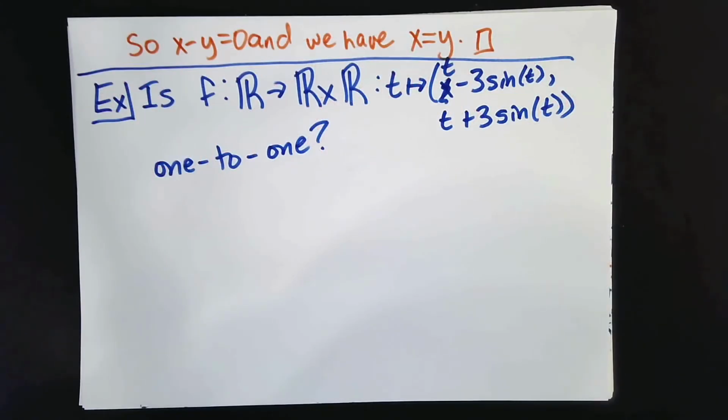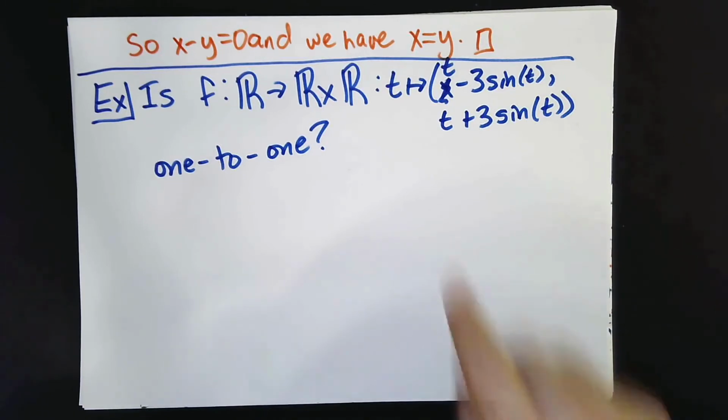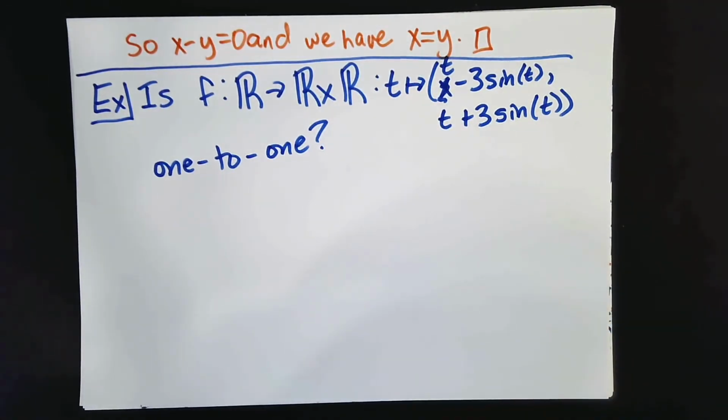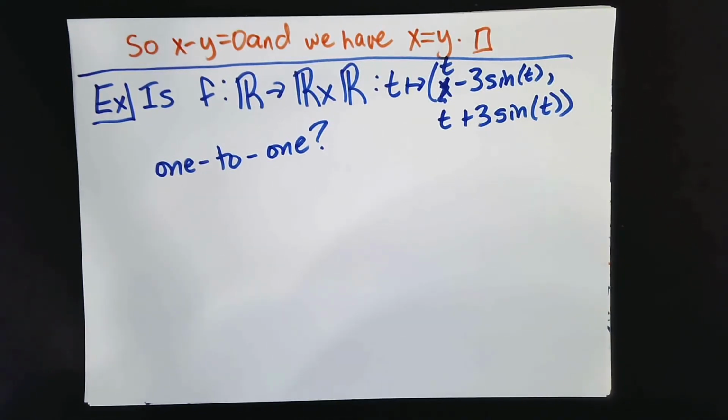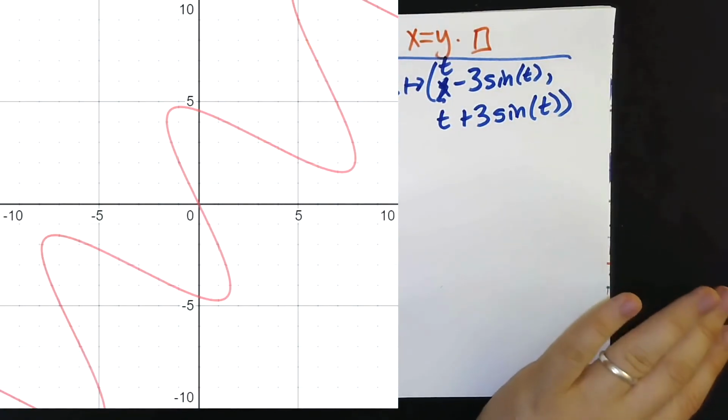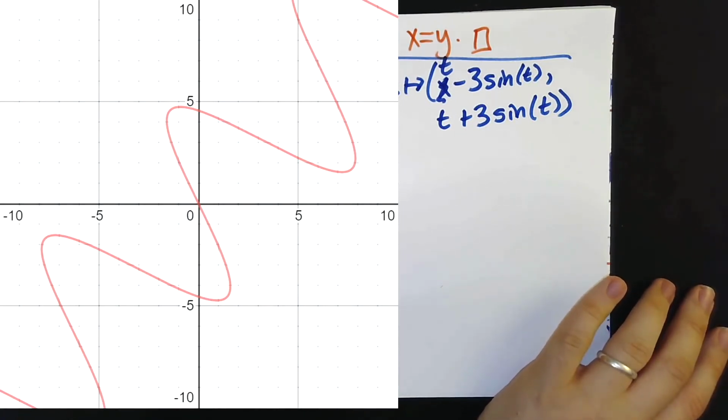Here's a new function. This one's going from R to R cross R, or R² if you prefer. And we're taking a particular input t, that is a particular real number t, and we're sending it to t minus 3 times the sine of t, comma, t plus 3 times the sine of t. Now, I don't blame you at all if you have no idea what this is describing, but this is really just a parametric equation. And if you pull open Desmos, in fact, this is what the graph of this more or less looks like. And so as the input t varies, we sketch out this curve.